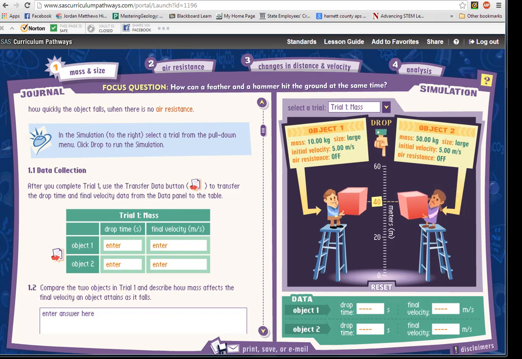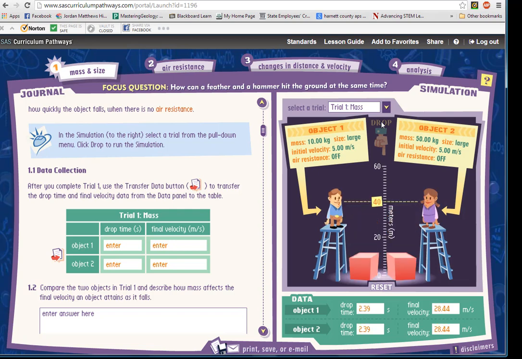In the first activity, you will learn that mass really doesn't have much to do with free fall. You'll be able to look at two different massed objects, and when you press go or drop, you'll see that the 10 kilogram and the 50 kilogram really do not have a difference in any of their velocities or their times.